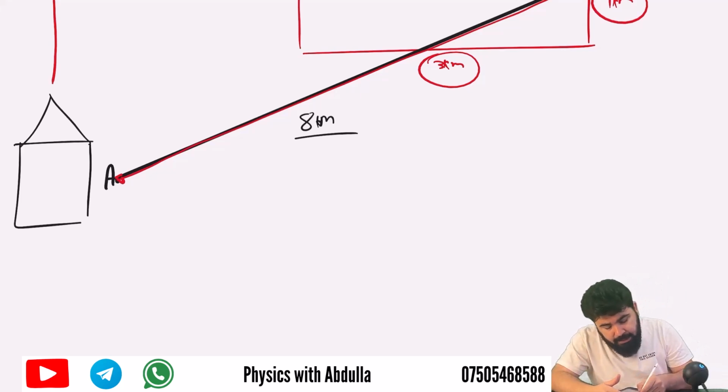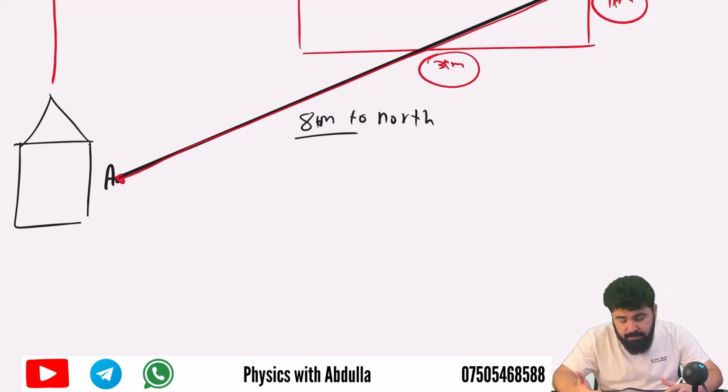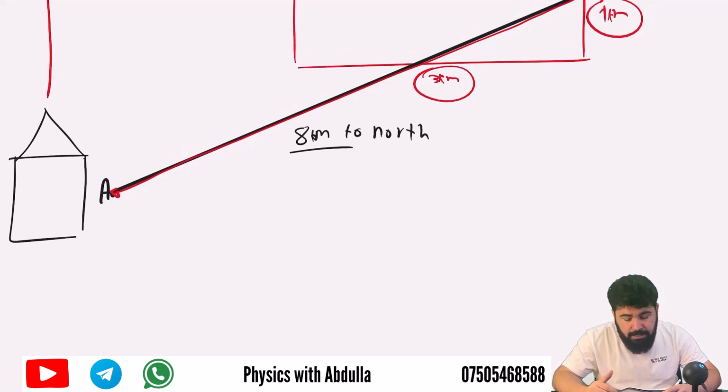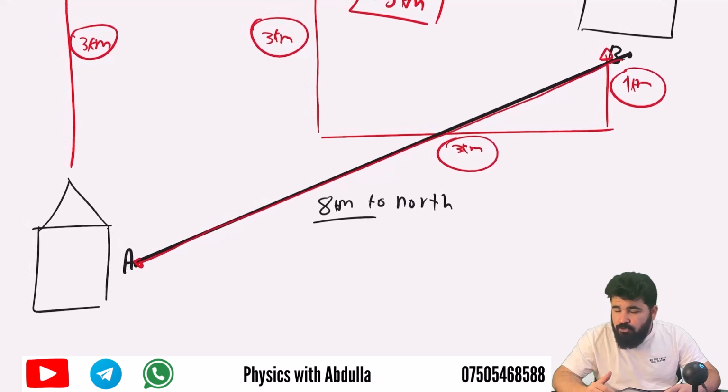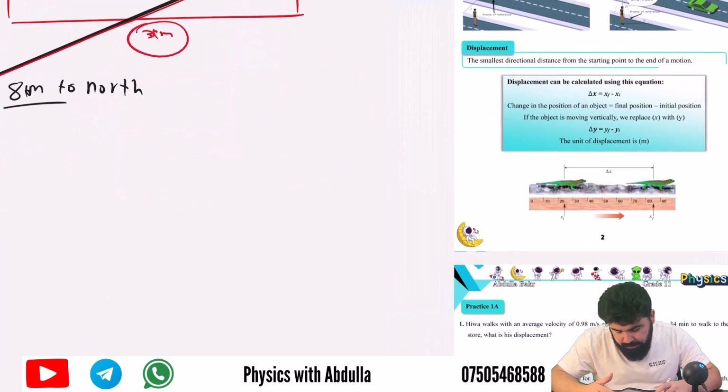I can say 8 kilometers to, let's say, north. Okay, I can say 8 kilometers to east. I can say 8 kilometers to south or to west. Okay, it doesn't matter. It has a direction. And it can be negative too. Displacement can be negative too. And we're going to deal with that too. But distance is always positive. It can never be negative. Okay? And it's a scalar quantity. We don't need direction for distance. Okay? I'm sure you got the idea.